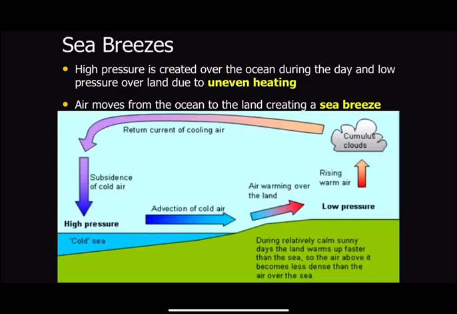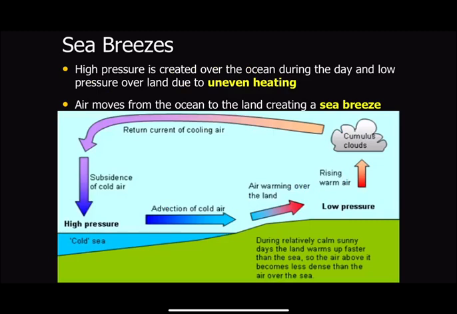The warm air then moves over the ocean, replacing the cold air that is sinking to the sea, and it continues. The cold air sinks and the warm air rises. Okay? During relatively calm and sunny days, the land warms up faster than the sea, so the air above it becomes less dense than the air above the sea.